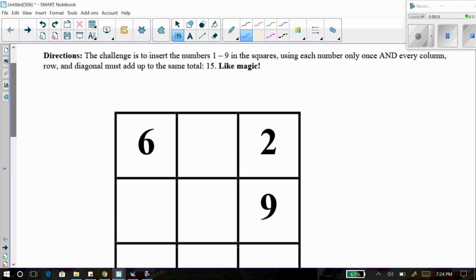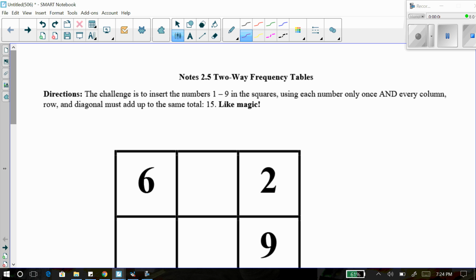Guys, in this lesson we are going to talk about two-way frequency tables. To introduce us to two-way frequency tables, I have a little game or challenge for you to do. These are magic squares. The goal of magic squares is you can only use the numbers 1 through 9. So I like to write them out. You can only use each number once.